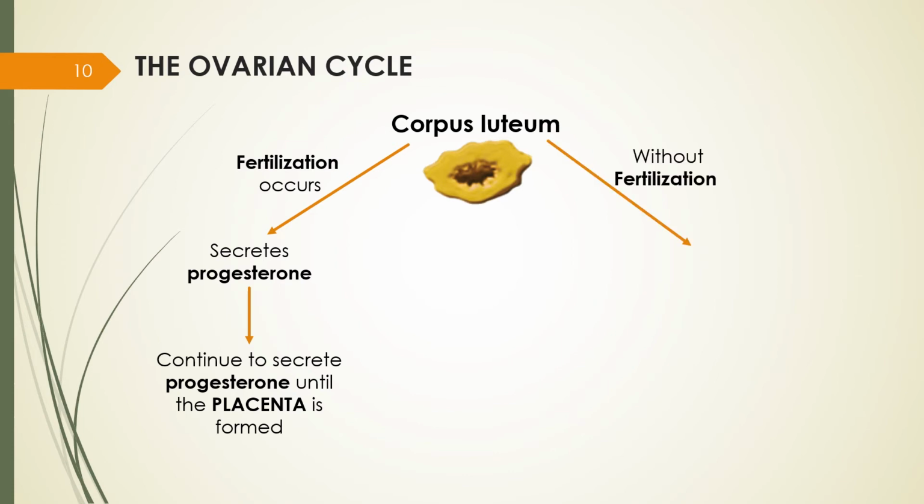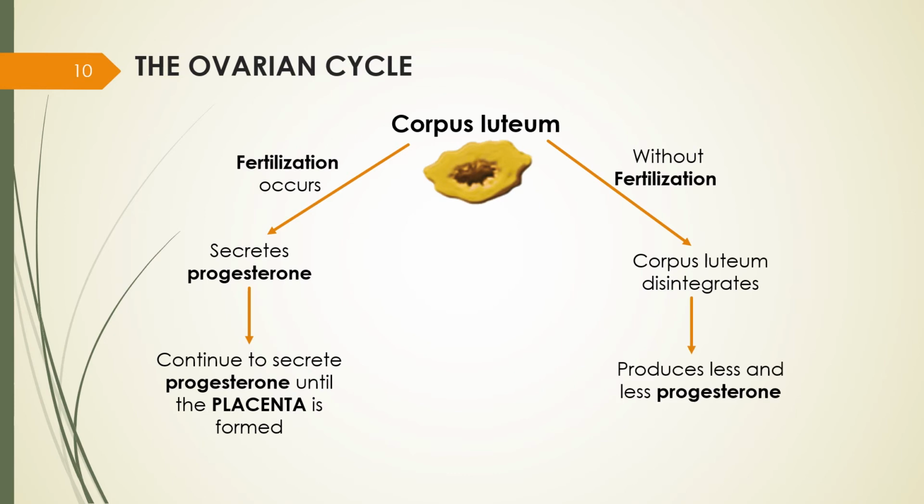But what happens if I don't have fertilization? If I don't have fertilization, the corpus luteum will disintegrate because it has no function. And then it's going to produce less and less progesterone, okay? So when the woman is pregnant, it's going to secrete progesterone. When the woman is not pregnant, it's going to decrease the secretion of progesterone.